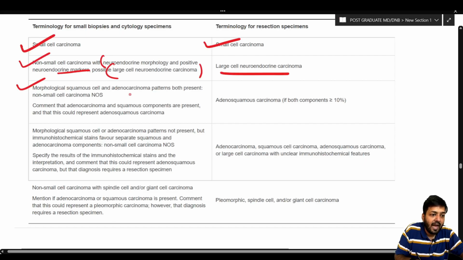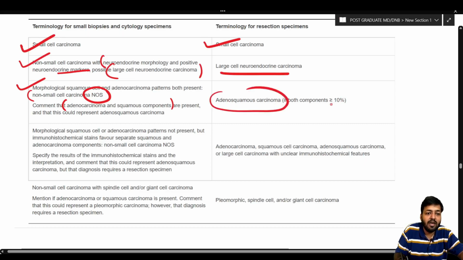Morphological squamous cell and adenocarcinoma patterns present. In that case you will give non-small cell carcinoma NOS with a comment that adenocarcinoma and squamous components are there, but the diagnosis will be non-small cell carcinoma NOS. The diagnosis of adenosquamous carcinoma, if each component constitutes more than 10% of the entire tumor, will be made on a resection specimen only. Morphological squamous cell or adenocarcinoma patterns are not present, but IHC favors separate squamous and adenocarcinoma components.